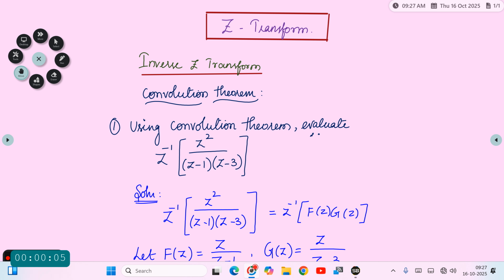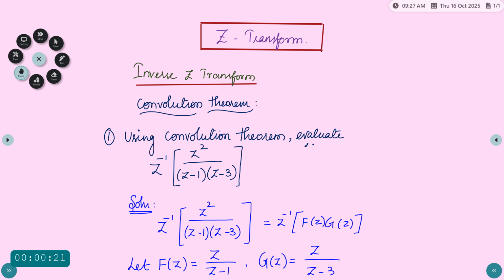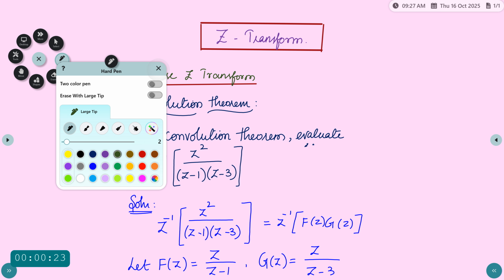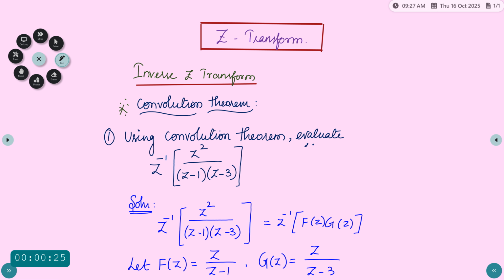Today we are going to see Z transform. In Z transform, there are two types. One is Z transform, another one is inverse Z transform. Now we are going to see inverse Z transform. In this inverse Z transform, one of the main important topics is the convolution theorem. This is a very important topic.